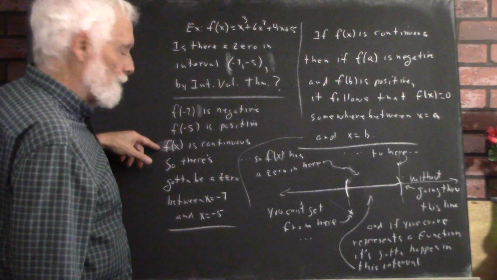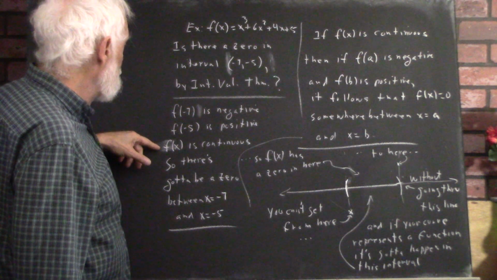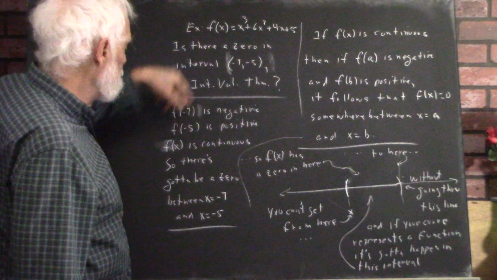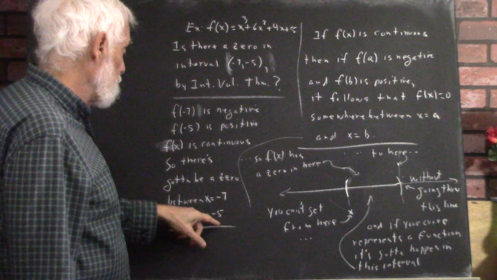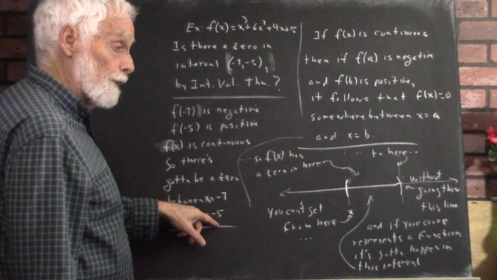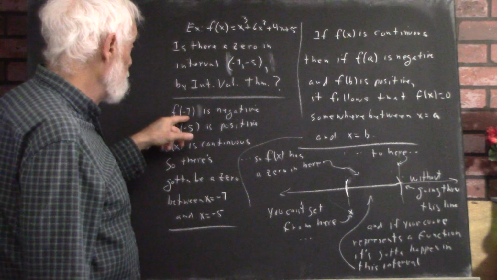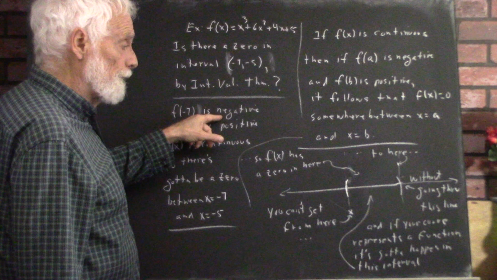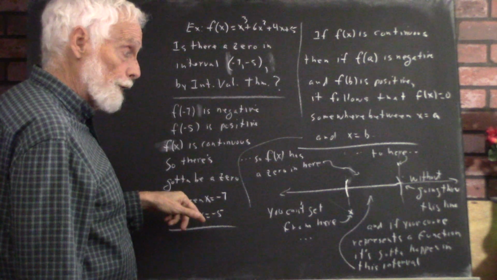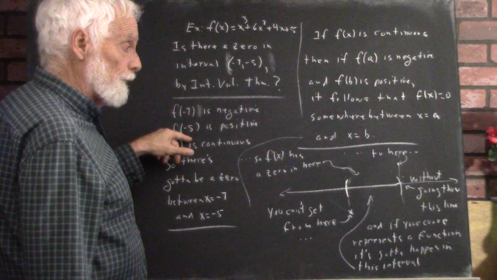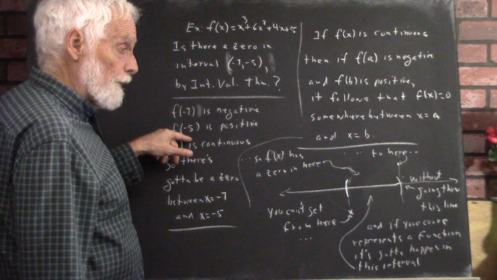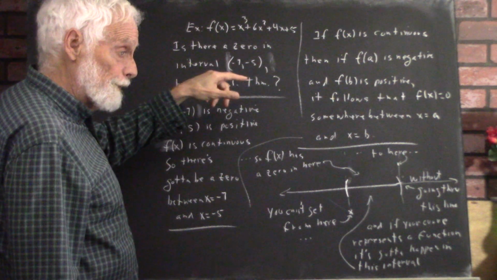Okay, well, since f of x is continuous, this is a continuous function, so we assert f of x is continuous, so there's got to be a 0 between x equals -7 and x equals -5. Why? Because when x equals -7, f of x is negative. That means your y value is below the x-axis. f of -5 is positive, meaning that your y value when x is -5 is positive.